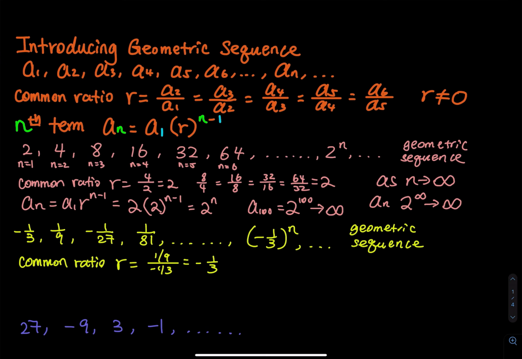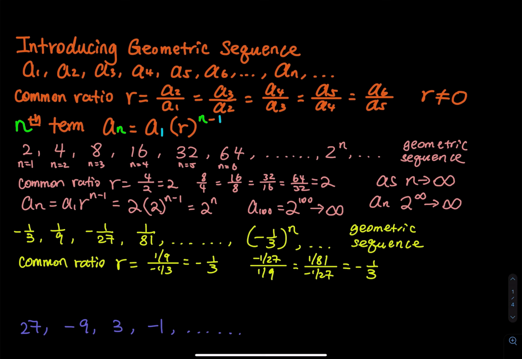In order to be more confident, I want to try a couple more pairs. So how about negative 1 over 27 divided by 1 over 9? So 9 over 27 is 1/3. If you try another pair, 1 over 81 divided by negative 1 over 27, you do the math carefully, you will find out that the common ratio is always negative 1/3. So that tells me this is a geometric sequence.